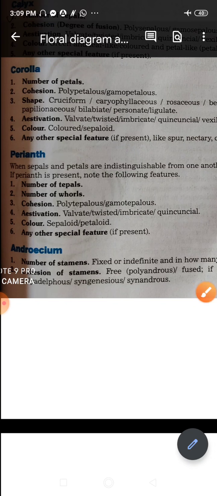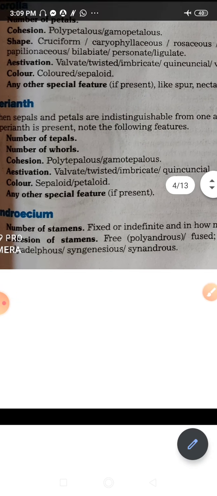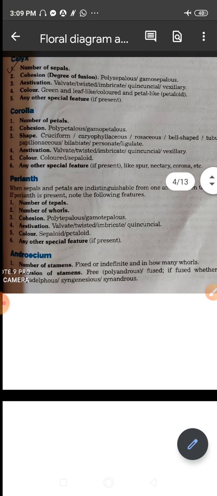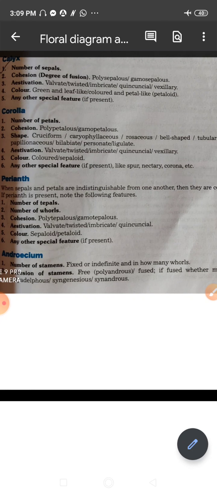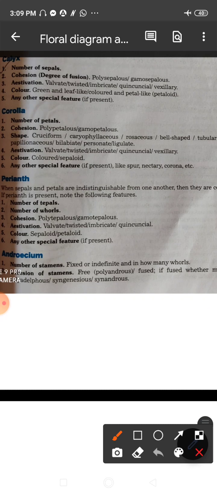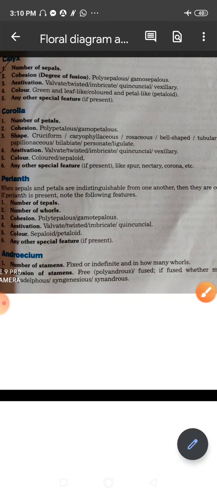Then comes the third whorl, that is the androecium, which is the male reproductive part, right? Also represented by the stamens. So whether they are fixed in number or indefinite, and they are arranged in how many whorls, right? So number of stamens, whether they are fixed or indefinite, and then if they are there, in how many whorls are they arranged, right? So this we need to know.